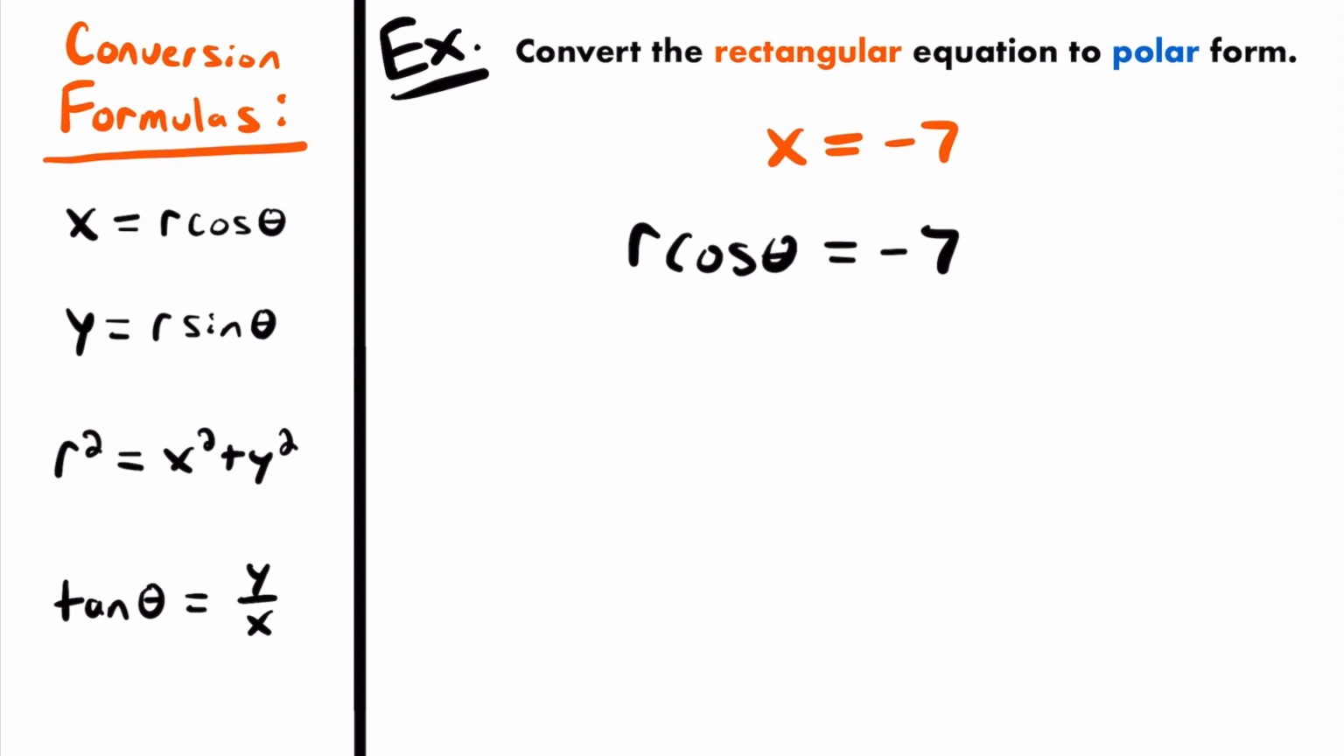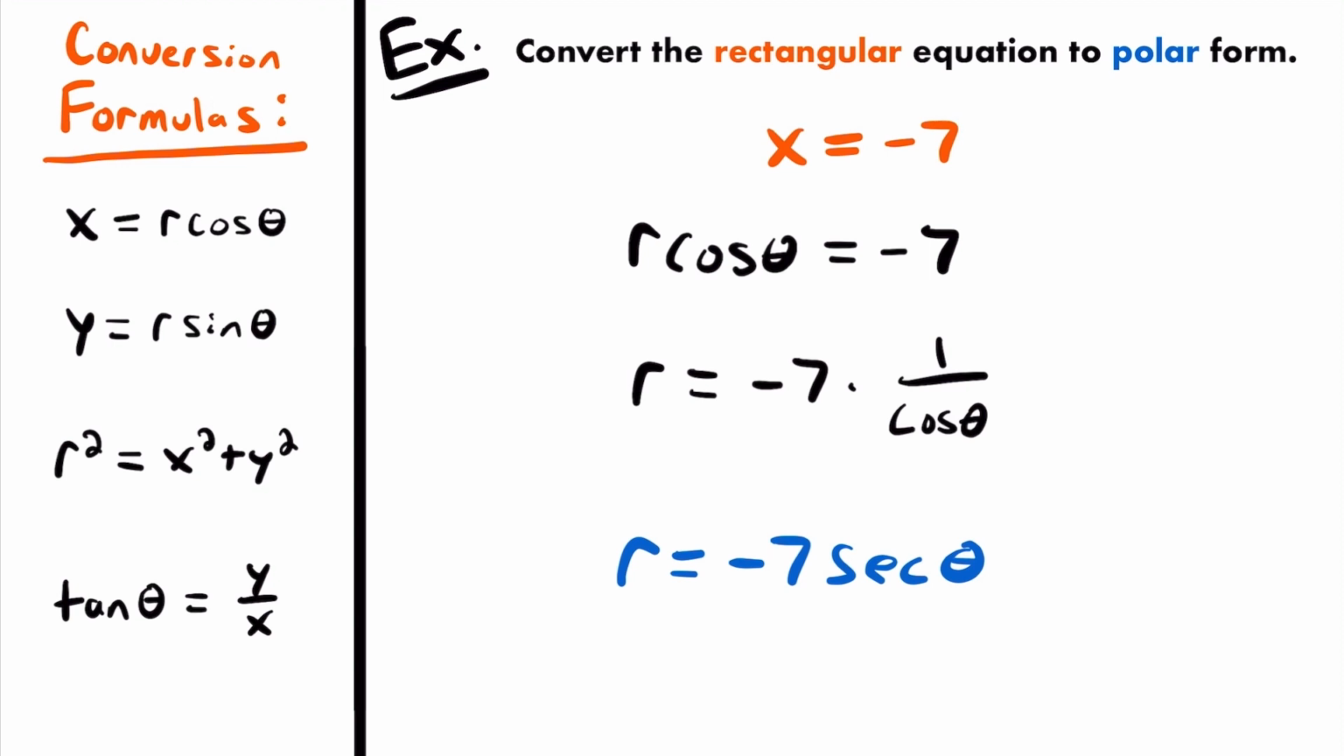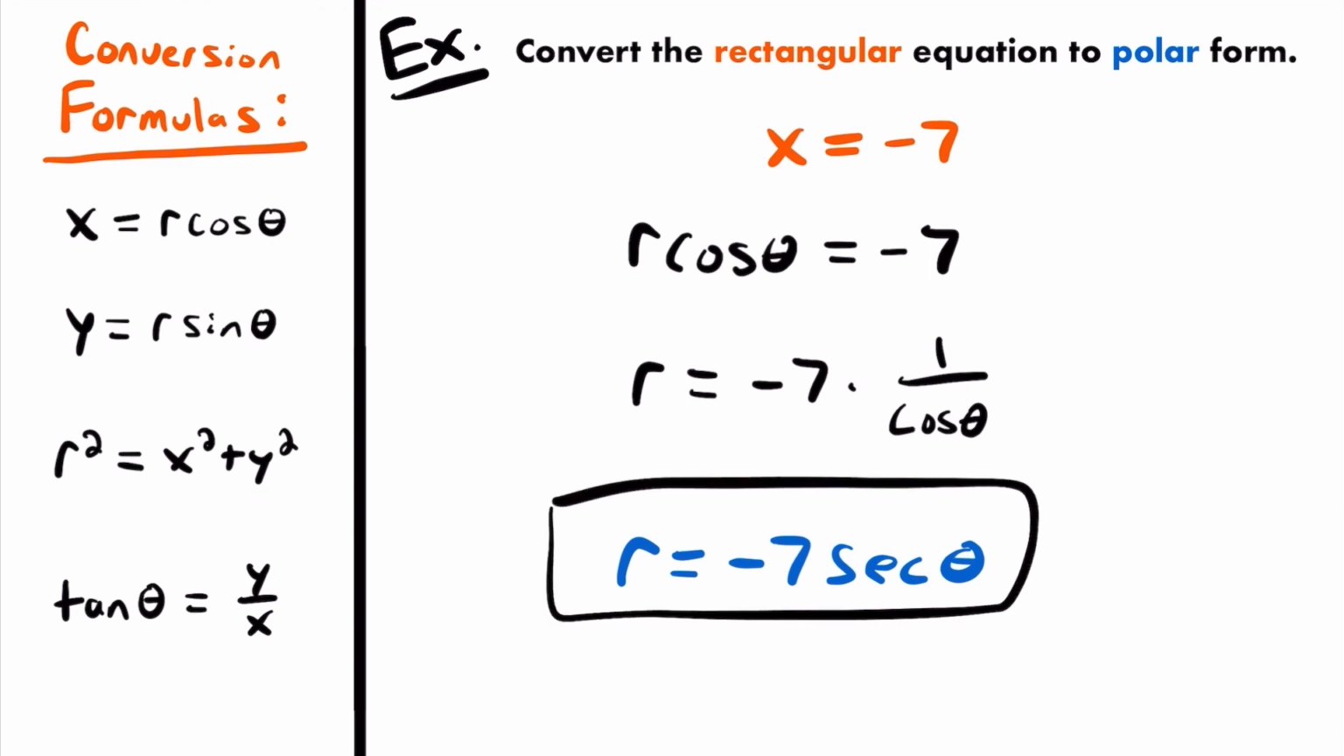And then what we want to do is solve for r, and then our equation will be in polar form. So in order to solve for r, we need to divide both sides by cosine theta. And if we do that, we'll have r is equal to negative 7 times 1 divided by cosine theta. And we know that 1 divided by cosine theta is the same as secant theta. And so what we'll have here is that r is equal to negative 7 times secant theta. And that is the polar form of this rectangular equation.